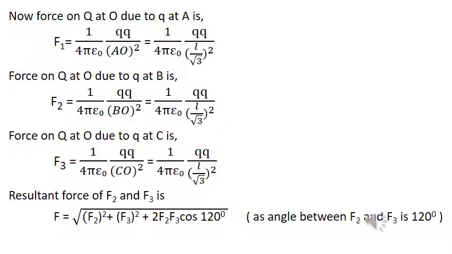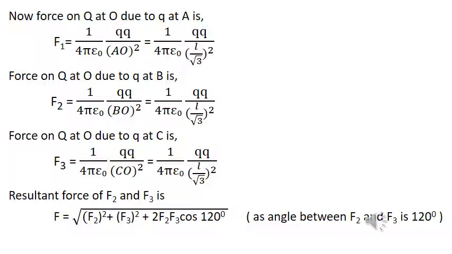Now the force on Q at O due to Q at A is given by F1 is equal to 1 by 4 pi epsilon naught Q square by L by root 3 whole square. Here the direction of force F1 will be from A to O. Similarly, we can write the force for other two combinations of charges, F2 and F3, and we can see the magnitude of all the forces are same.